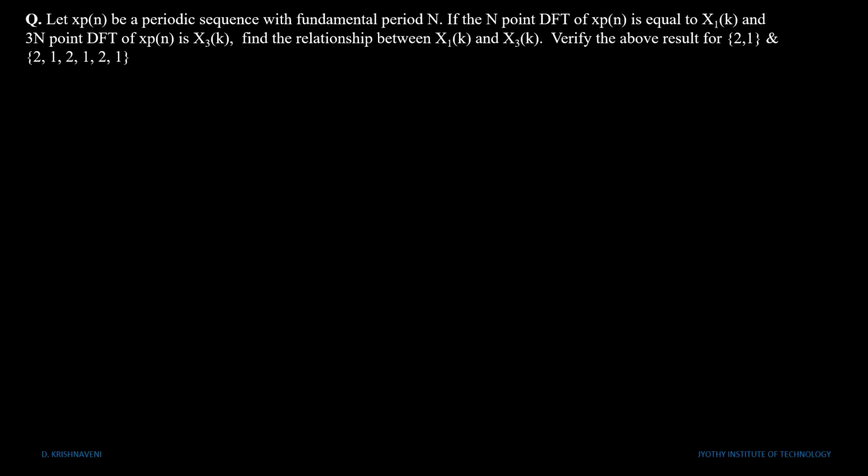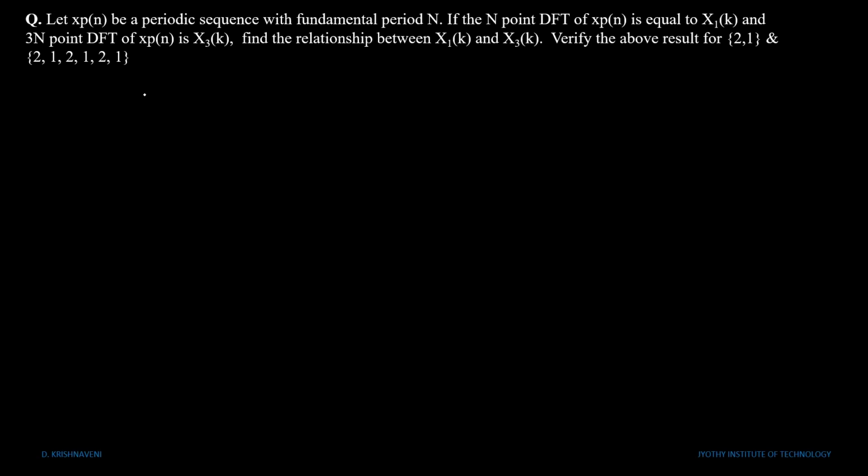Next question, let xp of n be a periodic sequence with the fundamental period N. If the N-point DFT of xp of n is equal to X1 of k, and the 3N-point DFT of xp of n is X3 of k, find the relationship between X1 of k and X3 of k. Verify the above result for the sequence 2 1 and the sequence 2 1 2 1 2 1.